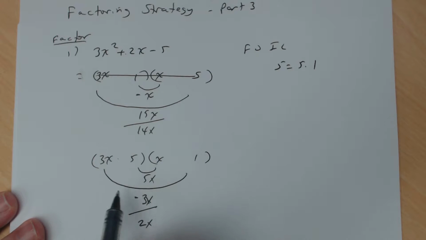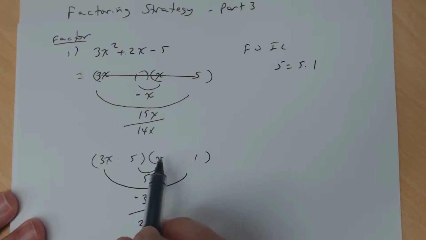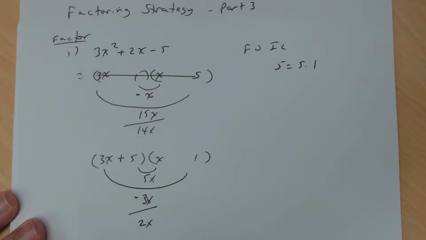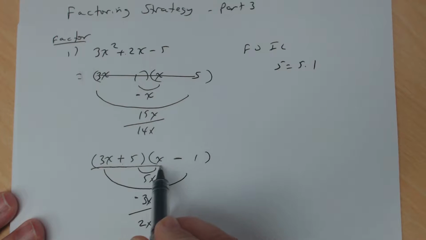So I've just got to fill in the signs. If I want the inner term, the inside, to be positive, that means that 5 has to be plus. So that has to be a plus 5 right here. And if I want the outer to be negative, that means that this right here has to be negative. All right, and so that's the answer. You're done.